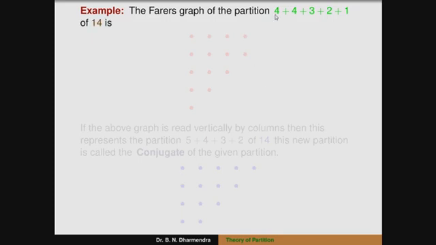For the first row, the ith row, the term lambda 1 is 4, so we write 4 dots. The next one is again 4, the next one is 3, the next one is 2, and the next one is 1. Adding all the terms: 4 plus 4 is 8, plus 3 is 11, plus 2 is 13, plus 1 is 14.